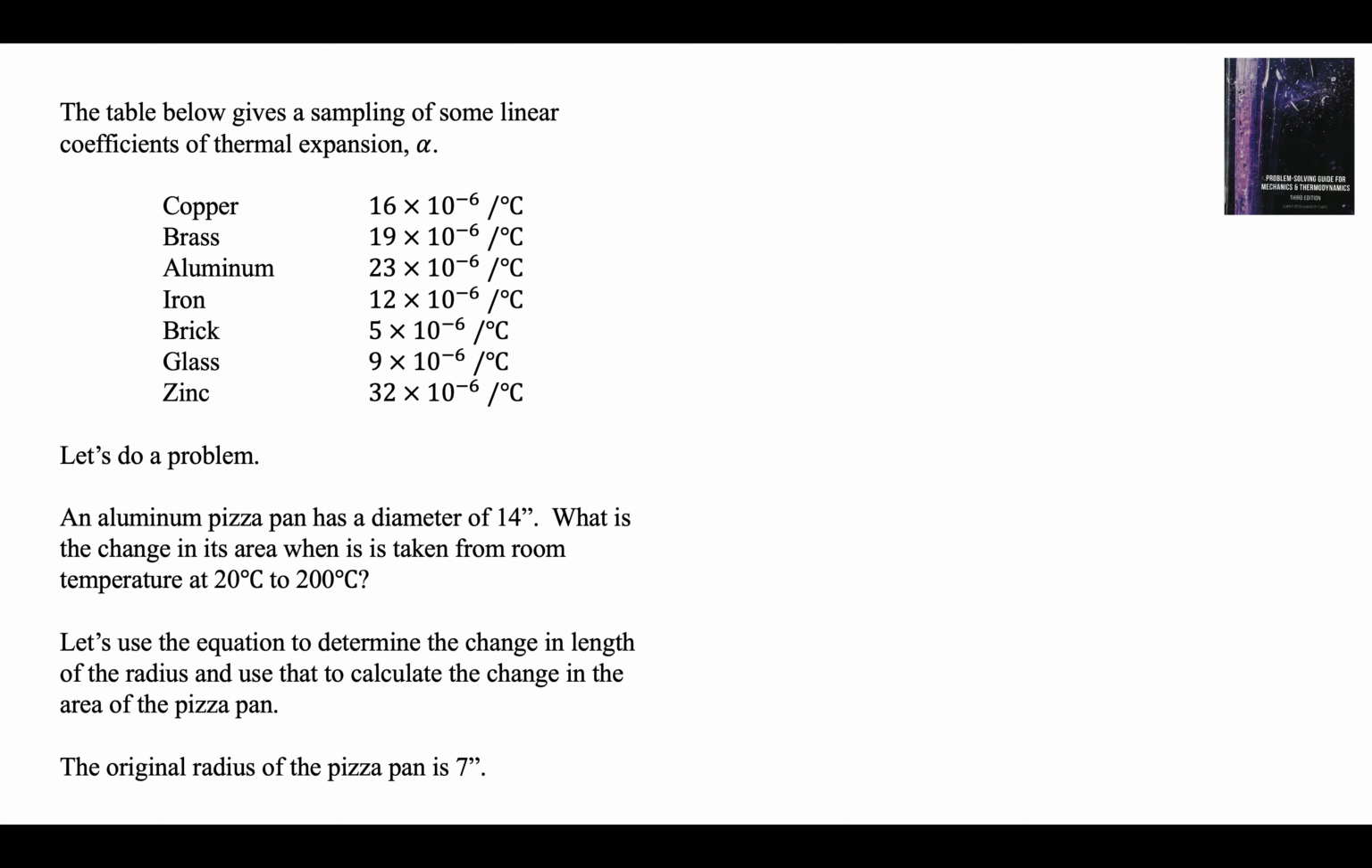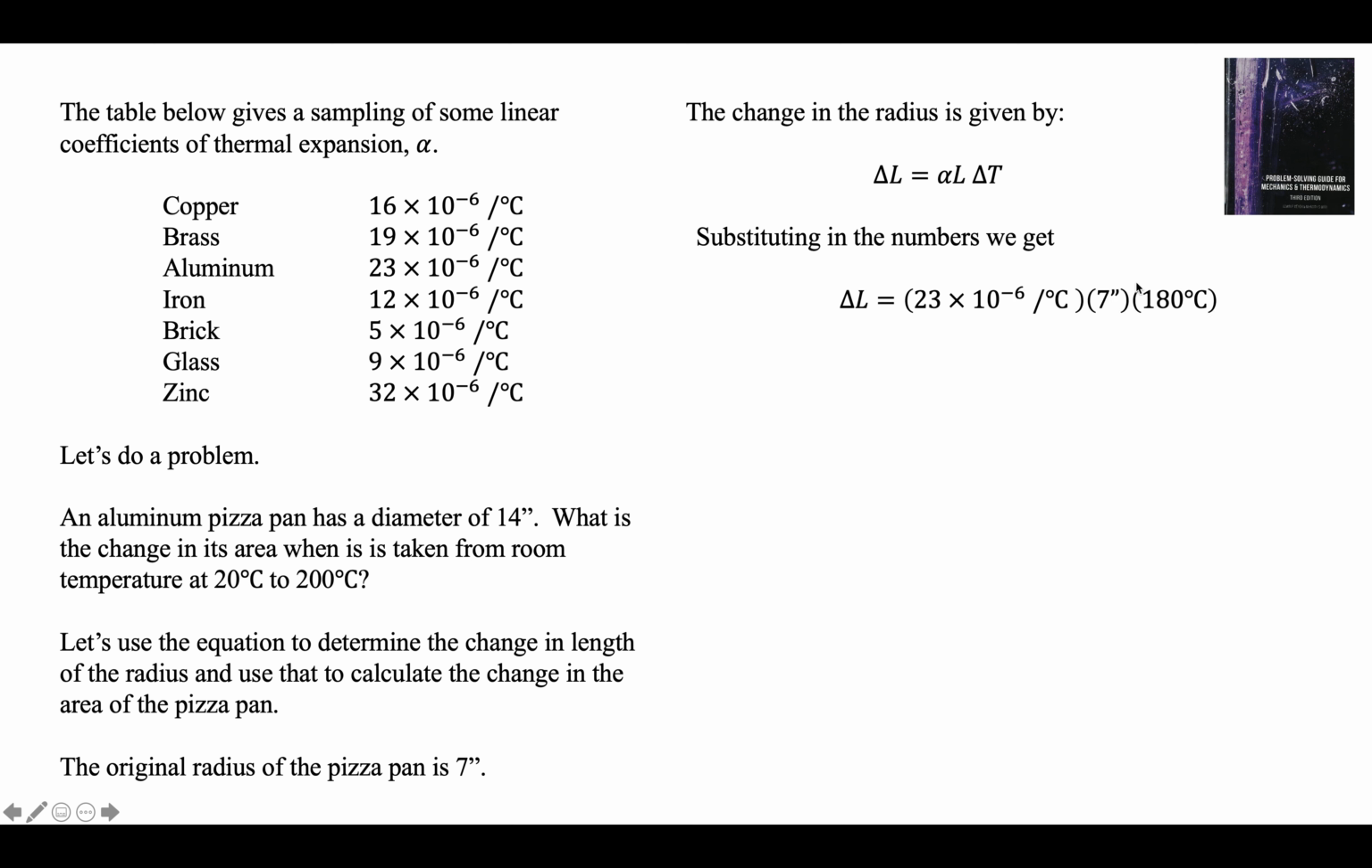The original radius is 7 inches, the diameter is 14 inches. The change in radius is given by that equation. We know what aluminum is, 23 times 10 to the minus 6th. The original length that we're dealing with is 7 inches. The change in temperature is 180. It goes from 20 to 200.